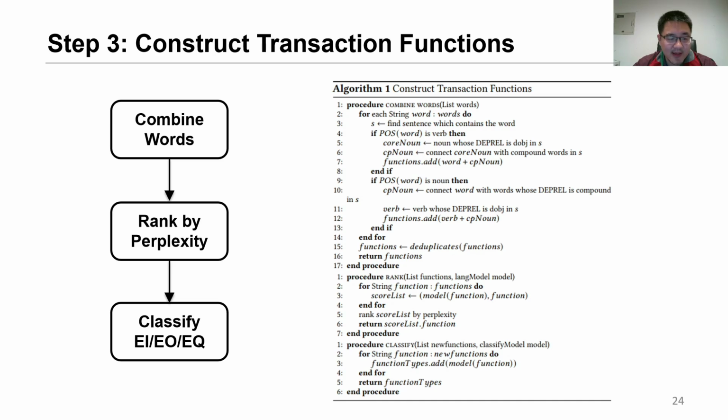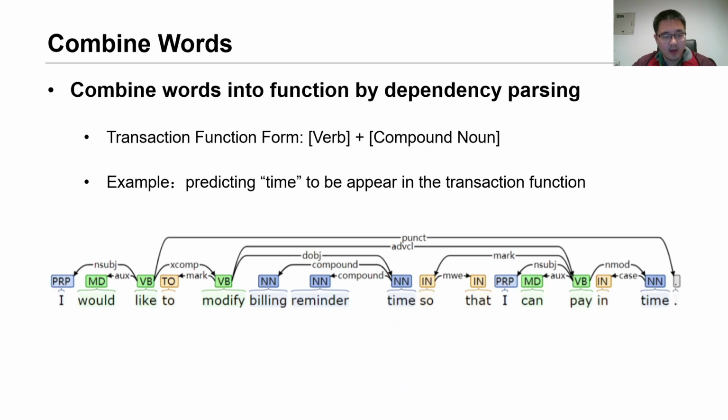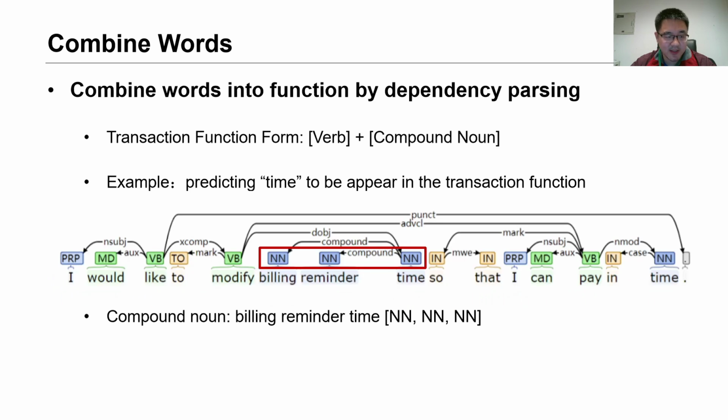Third, with the predicted words, we construct transaction functions by a pipeline, including combining words, ranking by perplexities, and classifying EI, EO, and EQ. The algorithm of the transaction function construction is shown in the figure. When constructing transaction functions, we first combine the words. Considering that the transactions are verb phrases in the form of a verb plus a compound noun phrase, we implement combinations by part-of-speech parsing and dependency parsing.